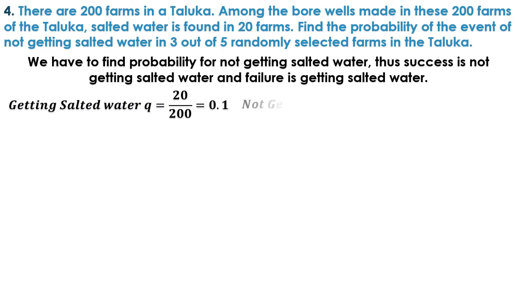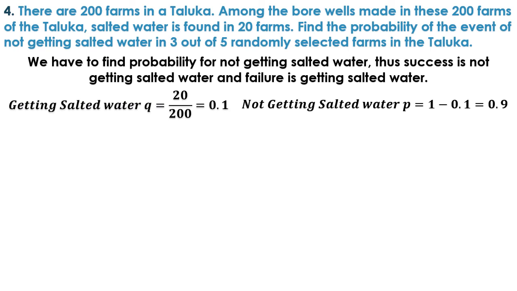So if we don't want to get salted water, that is our success, that is q, 1 minus 0.1, 0.9. Okay, so I hope you guys got it properly. We are getting salted water in 20 farms out of 200 farms, that's a failure. So 20 upon 200, the probability is 0.1. Not getting salted water, that's a success. So 1 minus failure, 1 minus 0.1, 0.9.